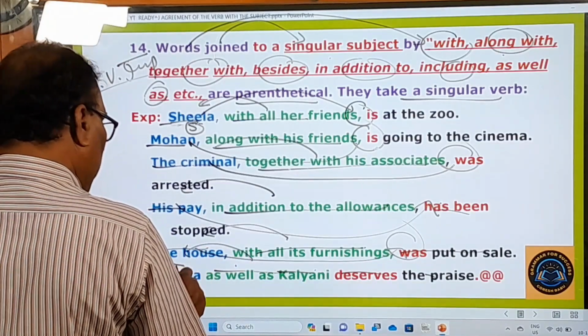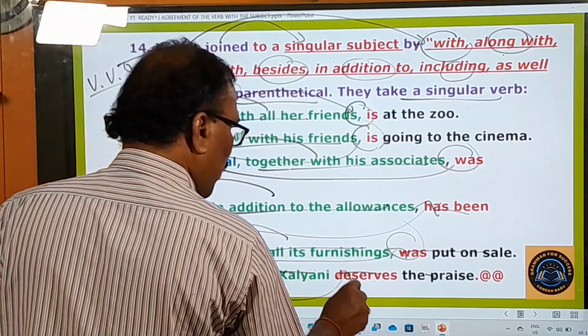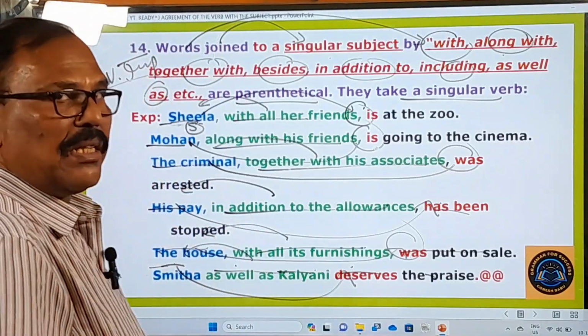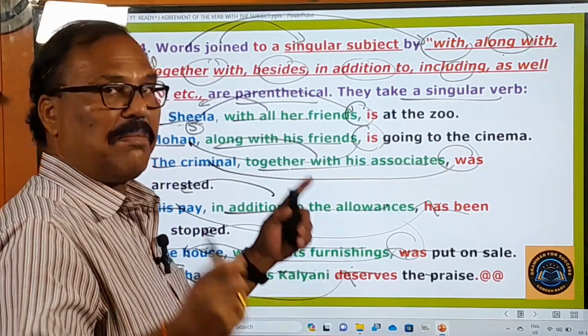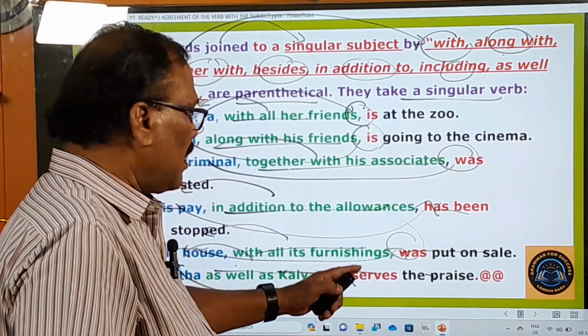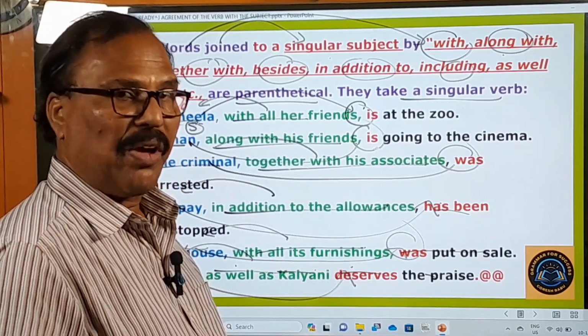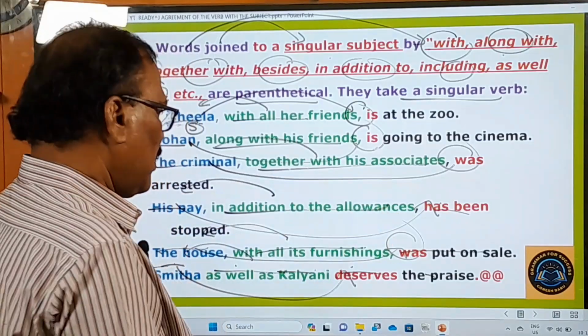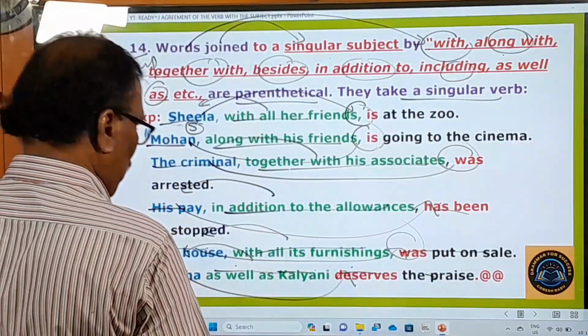But Smita is the singular subject. According to the singular subject, you are using the singular main verb. Deserve is the plural verb, and deserves is the singular verb. If you add s to that, it becomes singular, right? Deserves the praise. Now this is a very important rule.